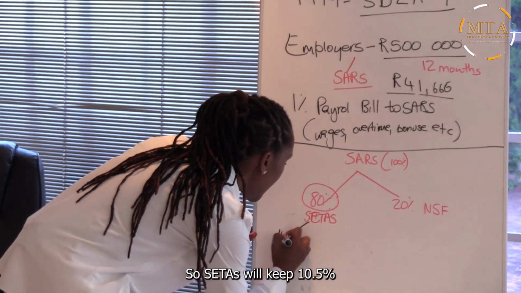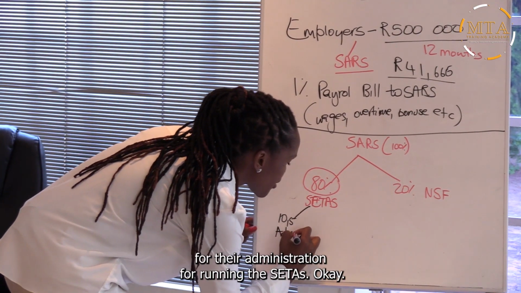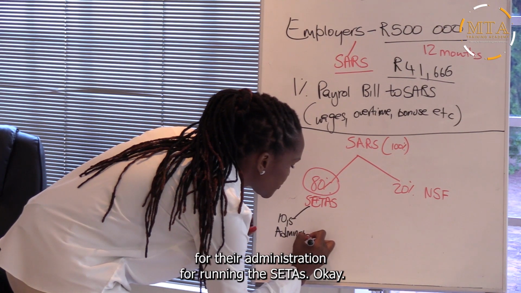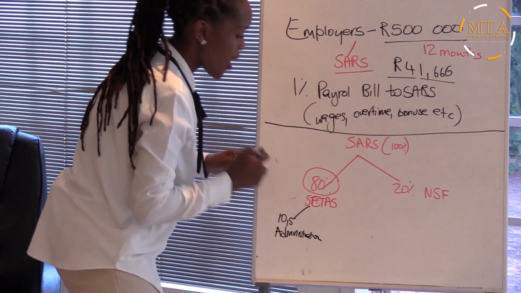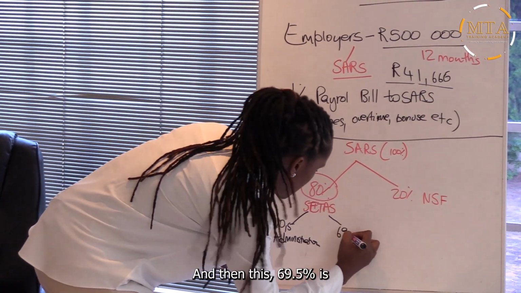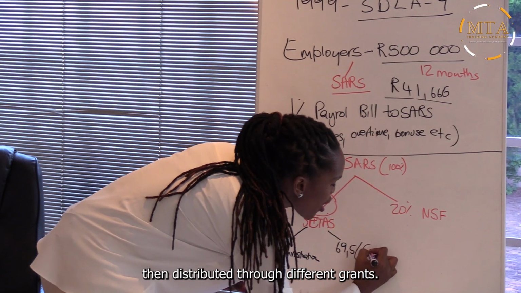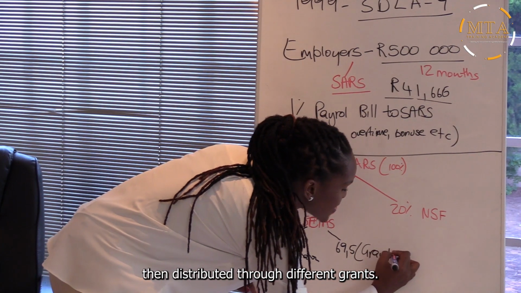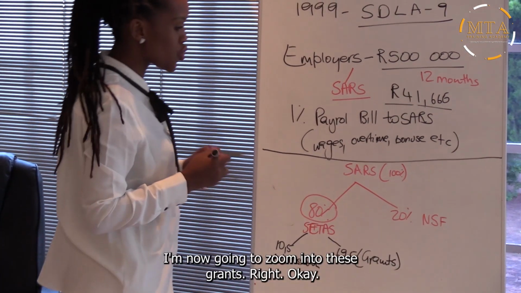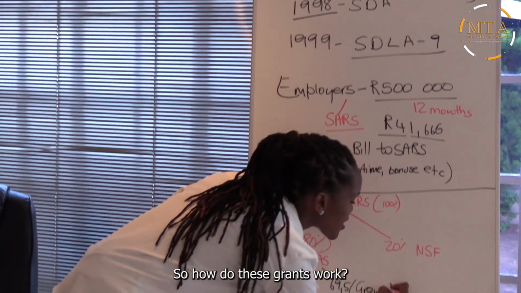So Setas will keep 10.5% for their administration, for running the Setas. Okay. And then the 69.5% is then distributed through different grants. I'm now going to zoom into these grants, right? Okay. So how do these grants work?